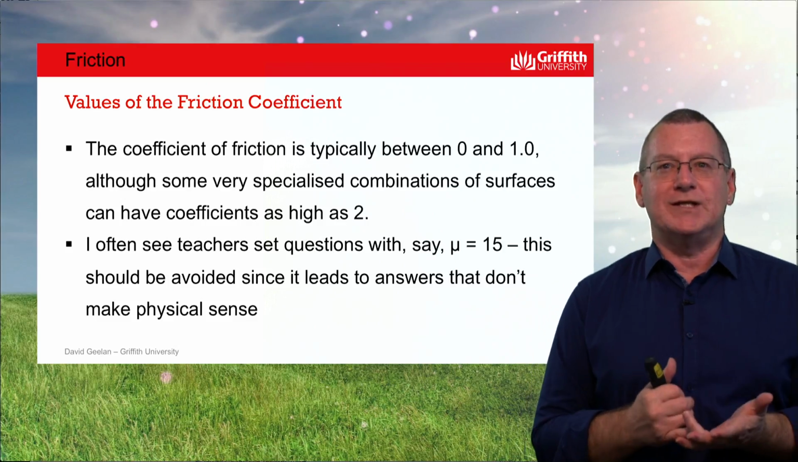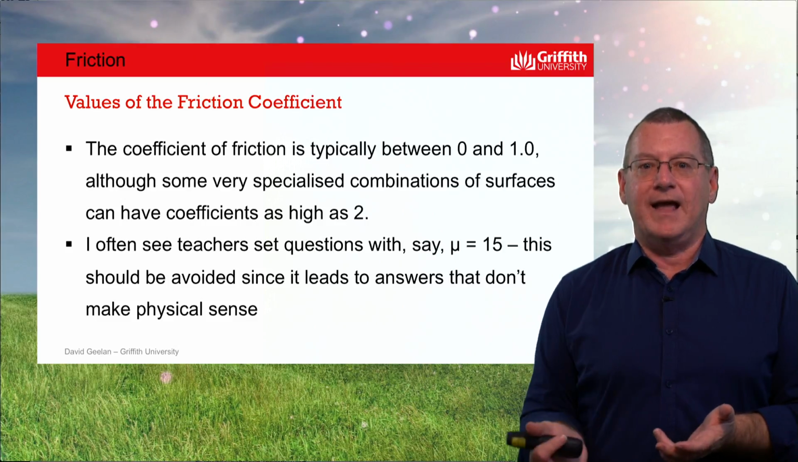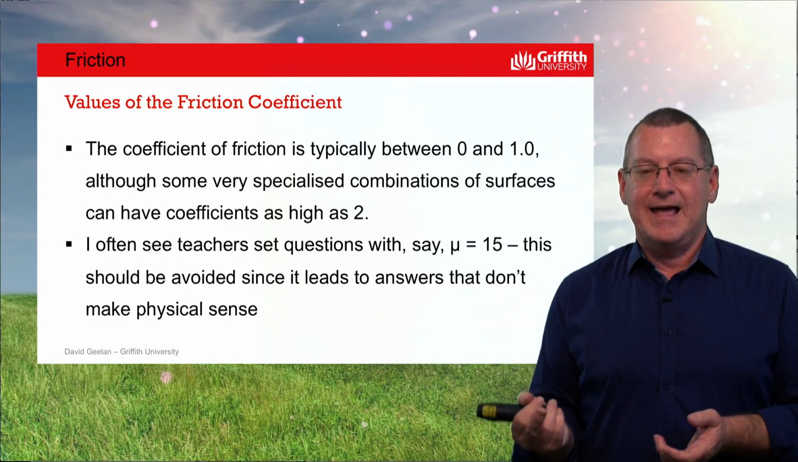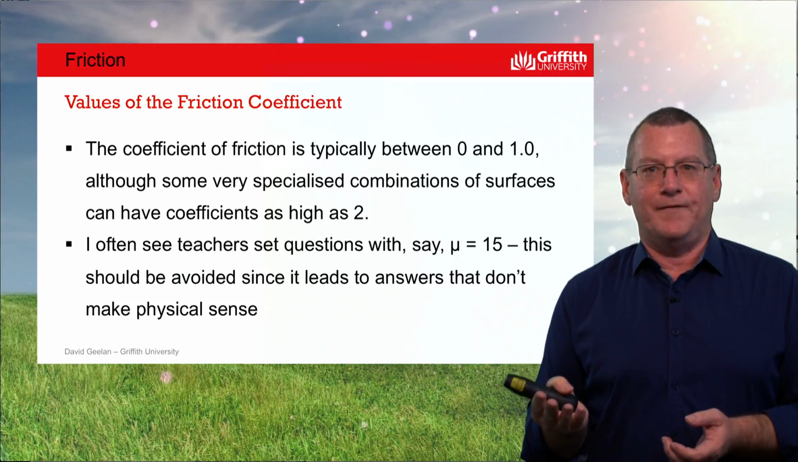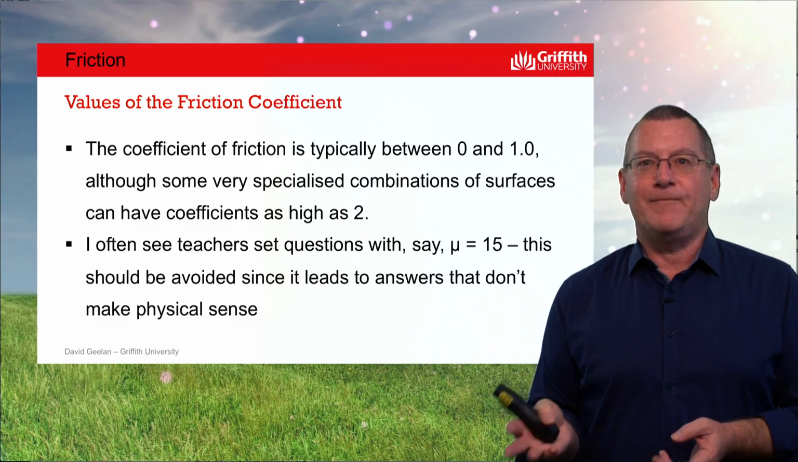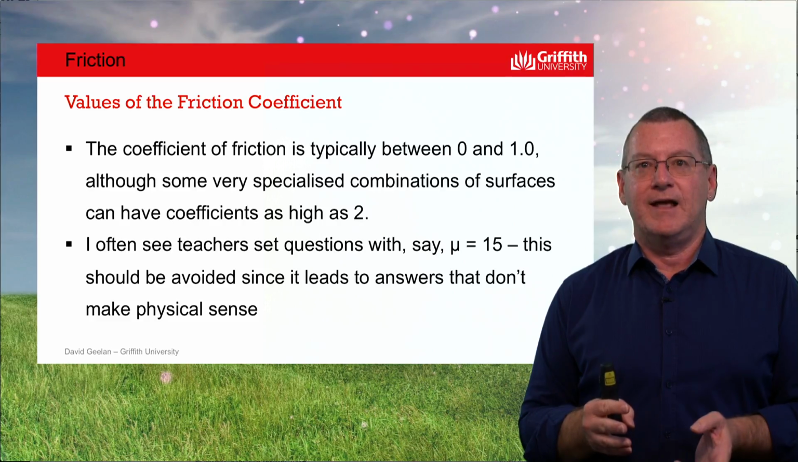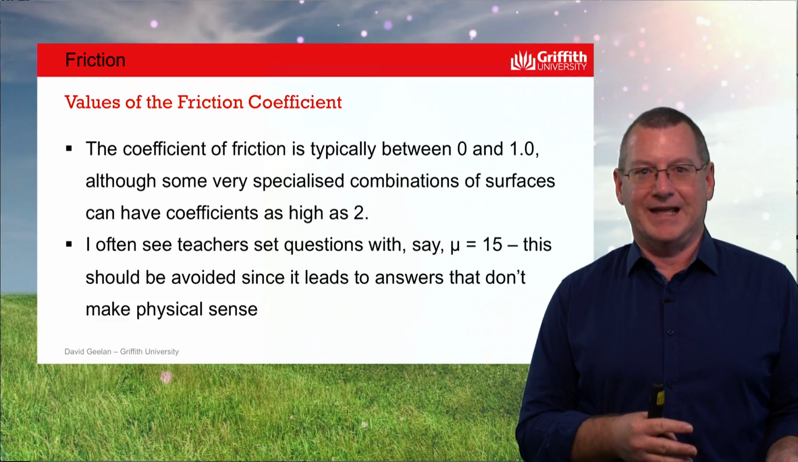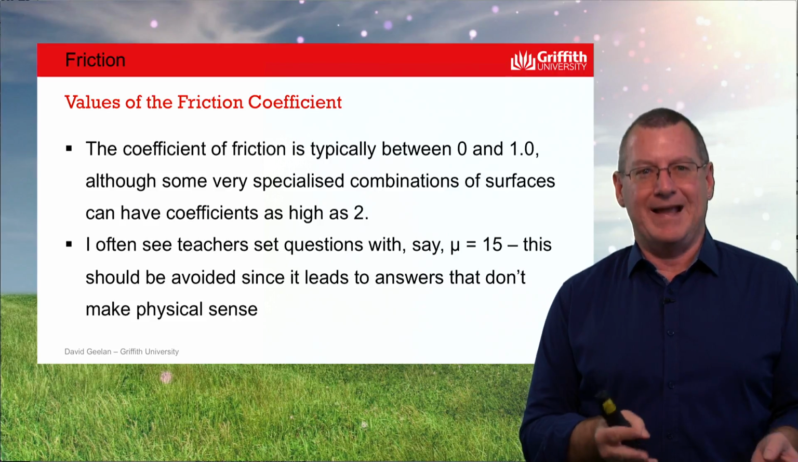I see lots of questions that physics teachers assign, and they've clearly just made up the question out of their head rather than found it, and they've used a frictional coefficient of 15. Well, that's ridiculous. That's not realistic for the real world. If we took that back to our car question, the frictional force would be 15 times the weight of the car, which is just nuts. It doesn't make any sense.